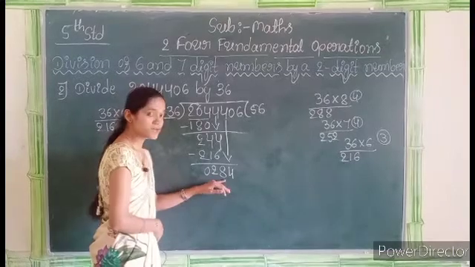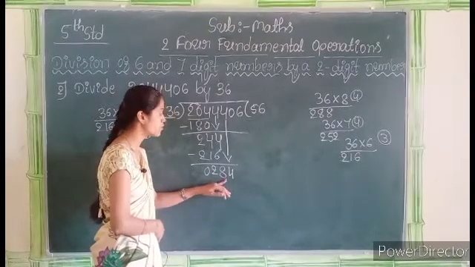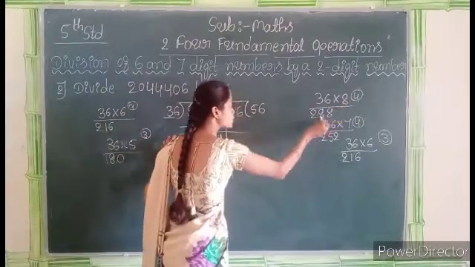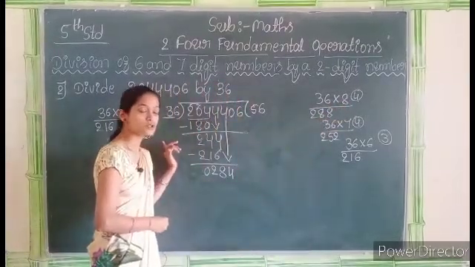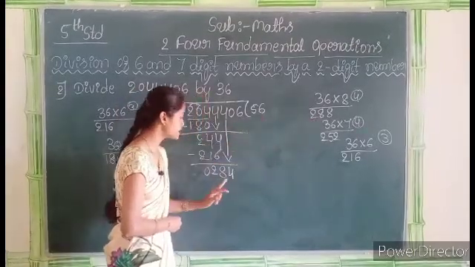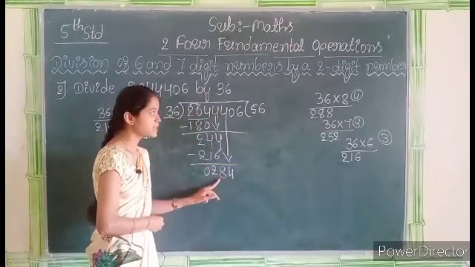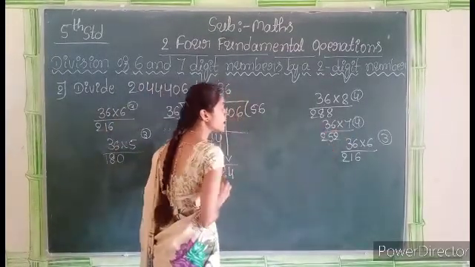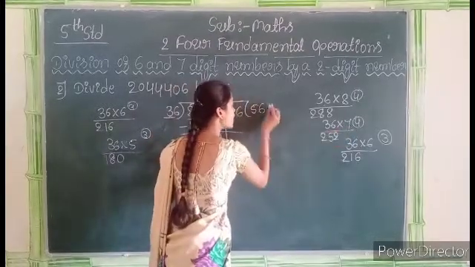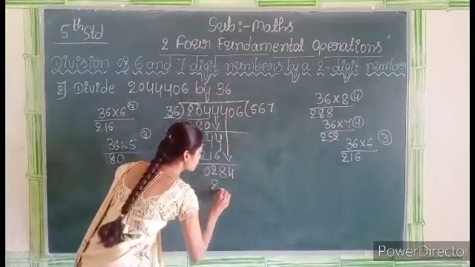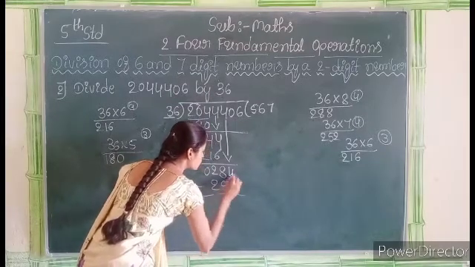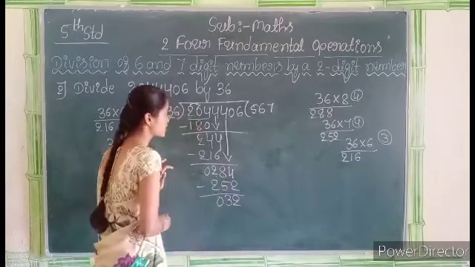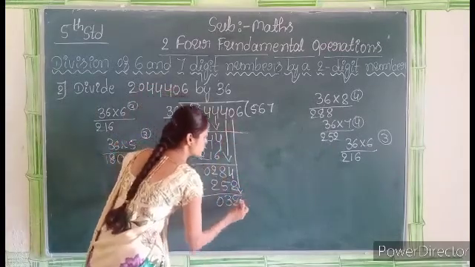Let's check which number is near or less than this 284 in the table of 36. We know that 36 8s are 288, right? So this 288 is greater than this 284. That's why we have to consider 36 7s, that is 252. Here 7 is the quotient, then 252. 4 minus 2, 2, 8 minus 5, 3, 2 minus 2, 0. Now we have to bring down this 0.